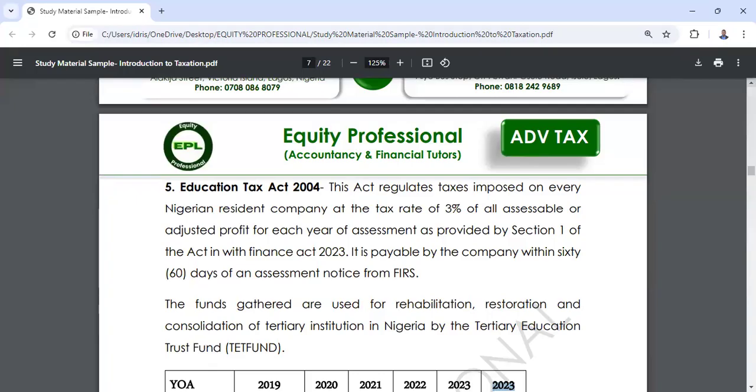This education tax, they use it to construct classroom, lecture theater, lab room, or any other building in public tertiary institution like university, public polytechnic, public college of education, any college of education or university or polytechnic owned by government, either state or federal government. They are entitled to enjoy TED Fund.